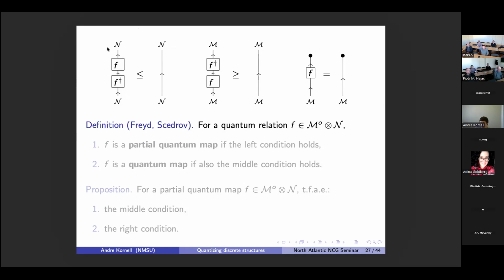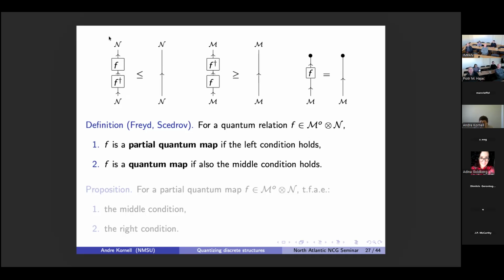So for a quantum relation F from M to N, we define F to be a partial quantum map if this left condition holds. And if furthermore the right condition holds, then we define F to be a quantum map. It is still formally a projection in the appropriate tensor product, but we're calling it a quantum map if these two inequalities are satisfied.